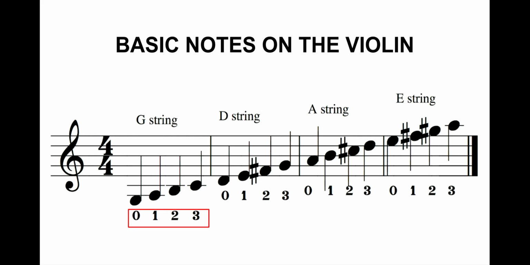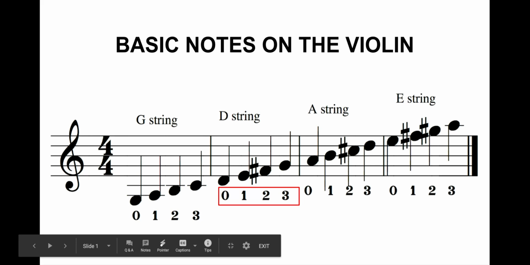The second finger is represented by number 2 and is a B. And the third finger is represented by the number 3 and plays a C on the G string. Same thing happens on the D string. The open D is a 0.